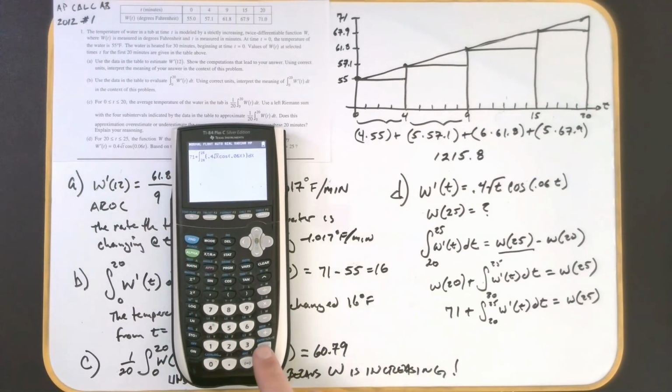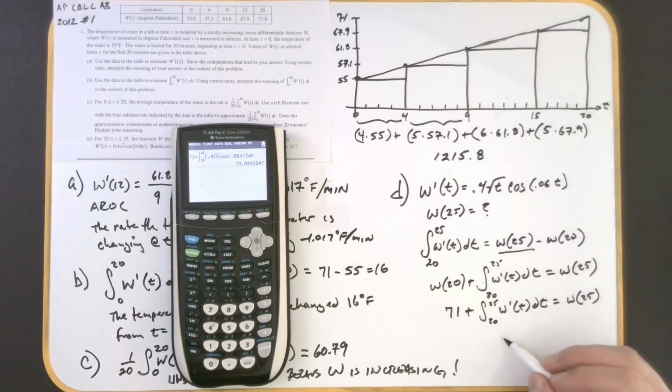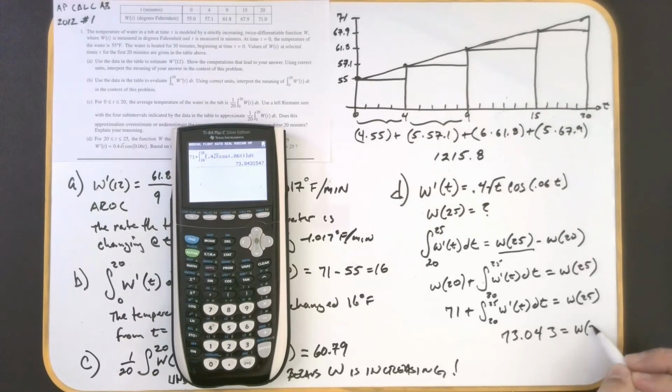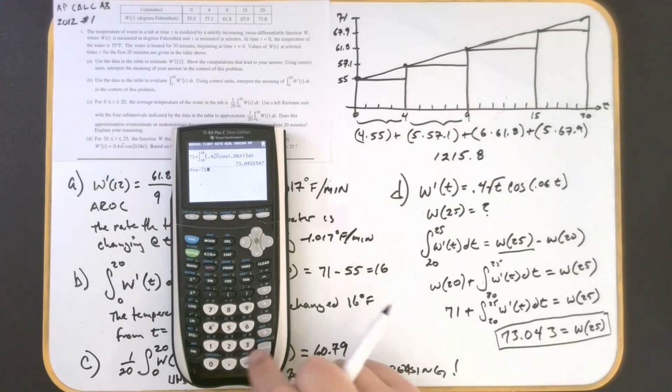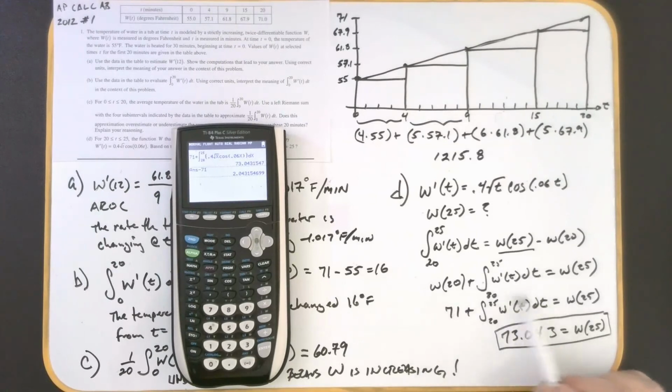Okay, so what we wind up with is a final answer of 73.043, which is the temperature at the 25th minute, which seems reasonable. It heated up another couple degrees. So if you wanted, you could have just done this part. If we just subtract the 71 off of there, the value of this integral was 2.043 degrees. We added that to 71, and that's what we got.